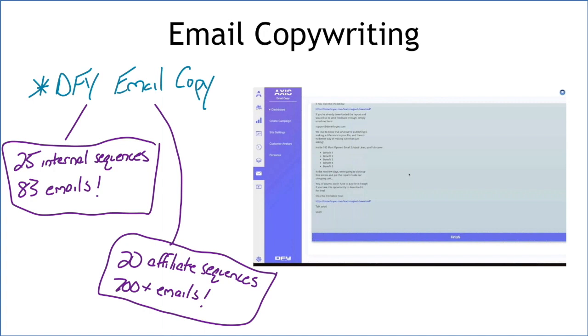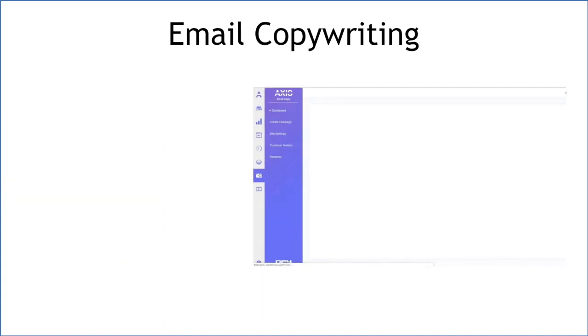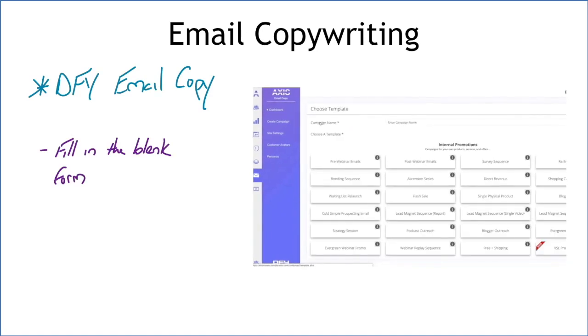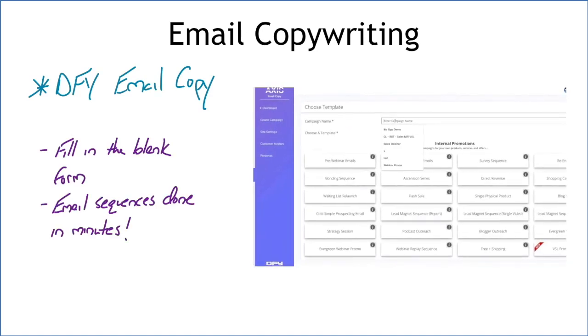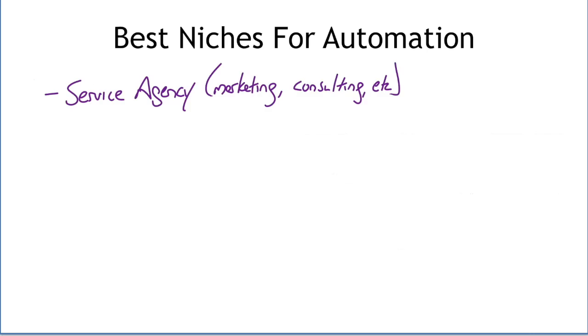And then there's over 700 emails pre-written for affiliate sequences. So there's 20 different niches for affiliates that all of that stuff, it's already pre-written. You go through, fill out a little form, it drops it into the emails, and then you can schedule and automate from there. So fill in the blank forms, email sequences done in minutes. I'll show you this in a little bit.